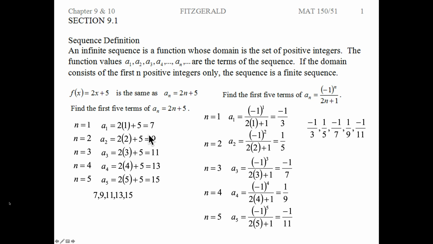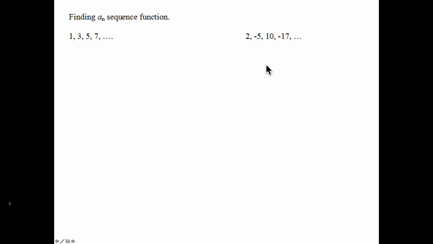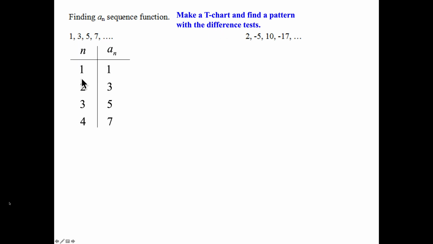The other thing we can do is be given a bunch of numbers and then determine the sequence. Make a t-chart to find a pattern with the difference tests. What does that mean? N is going to be 1, 2, 3, 4 because there are 4 terms listed. A sub n is 1, 3, 5, 7.